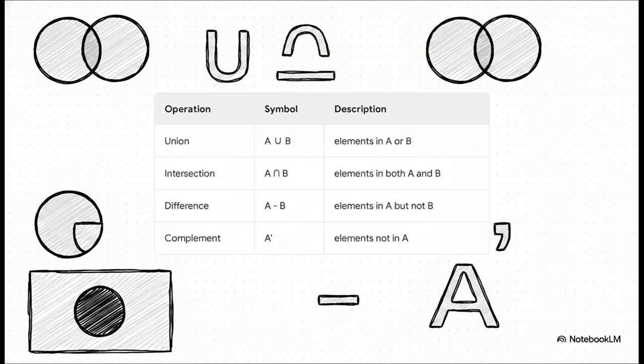Just take a look at the symbols. You've got the U shape for union, the upside down U for intersection, a standard minus sign for difference, and that little prime mark for complement. These definitely aren't just dry textbook terms. They've got a mathematical rhythm to them that lets us manipulate literally any data in existence.